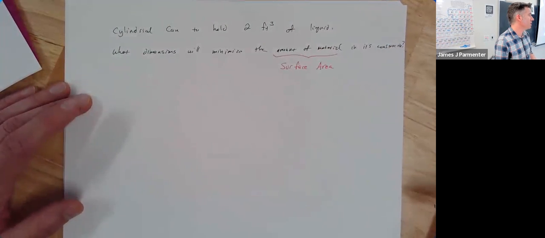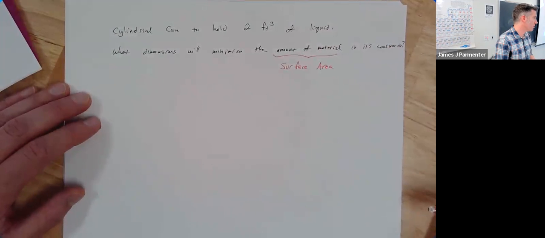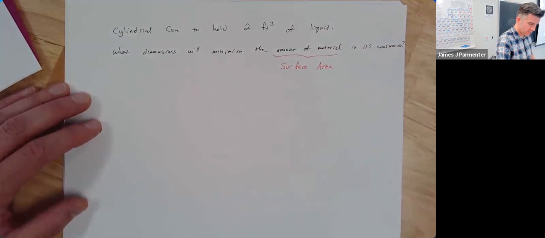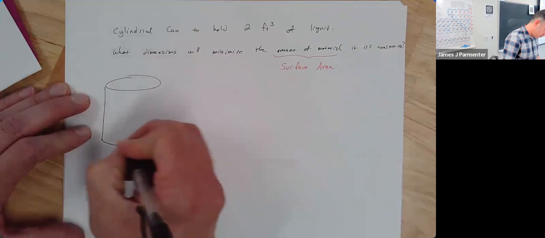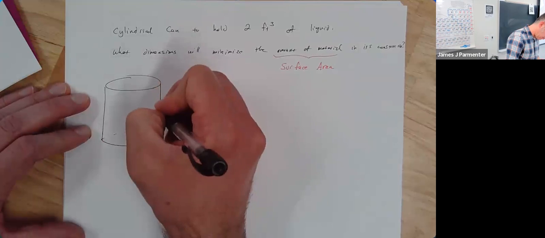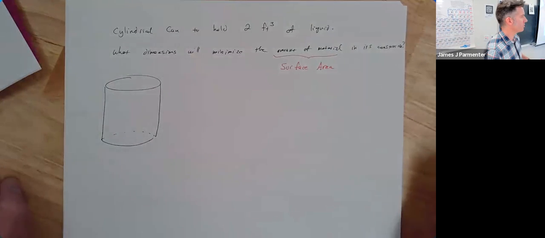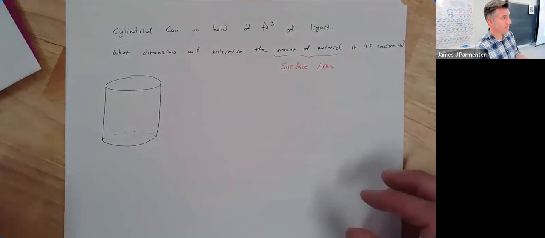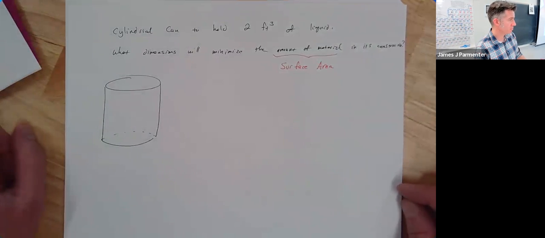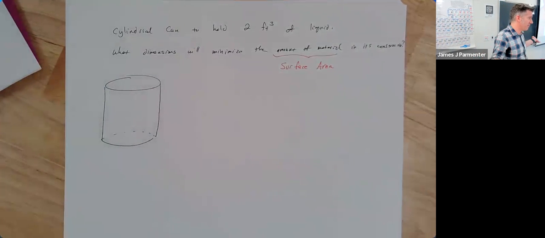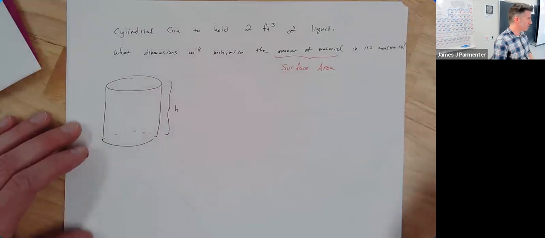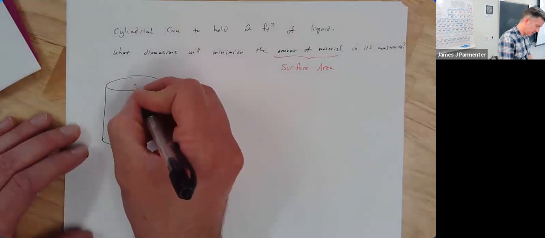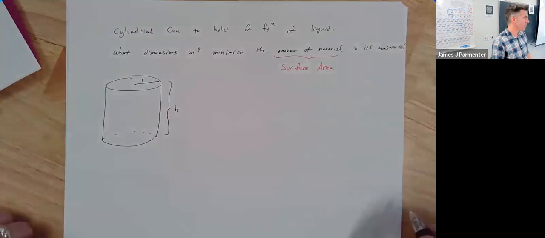Amount of material used is just the surface area of the object. So here's my cylinder. I am thinking of like a Coke can. Not my best cylinder. Do we know any of the dimensions of the cylinder? Now, what dimensions do we need to know everything about the cylinder? Well, we need to know how tall it is, and we need to know the radius of the circle. But we don't know either of them.